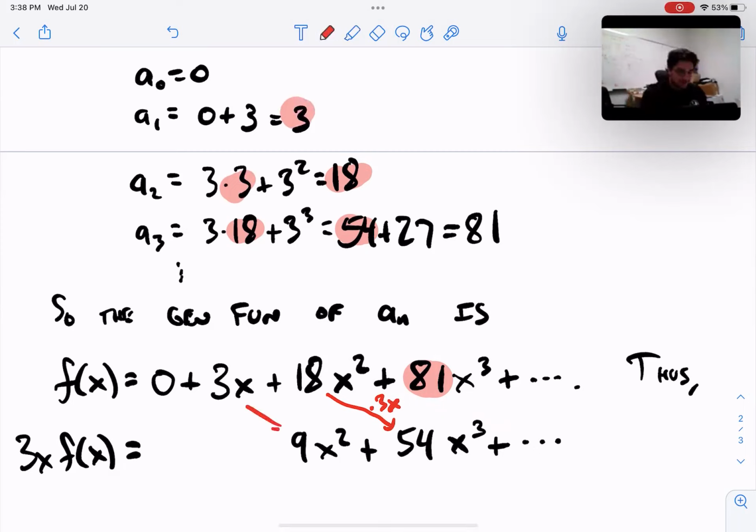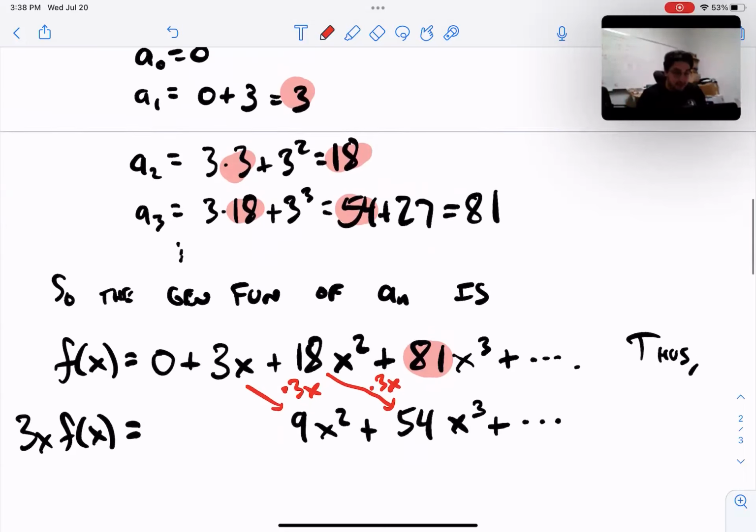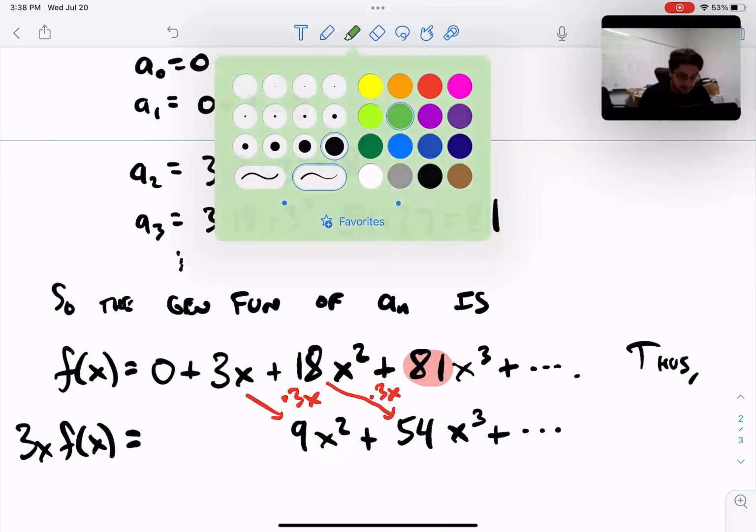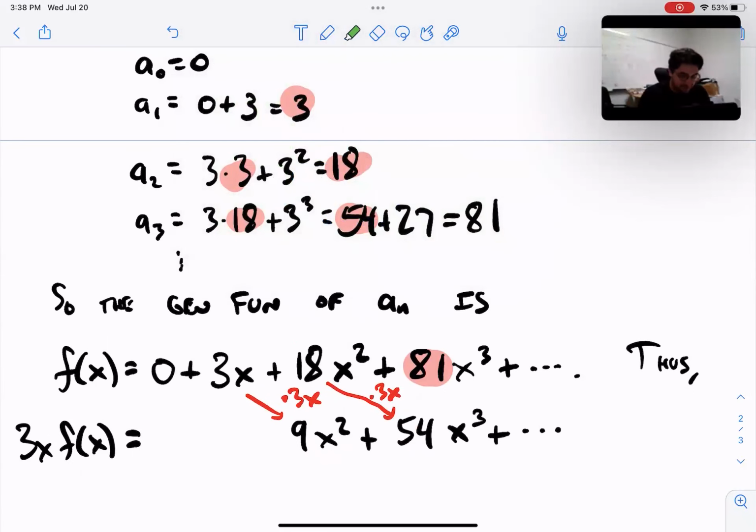So if I take this and multiply it by 3x, that's going to get that 9 under the 18 in terms of common degree, right? The 54 under the 81. So I'm seeing how the recursion of the sequence lines up with what's happening algebraically. Now I can also look at these other parts, again, very intentionally, very strategically.